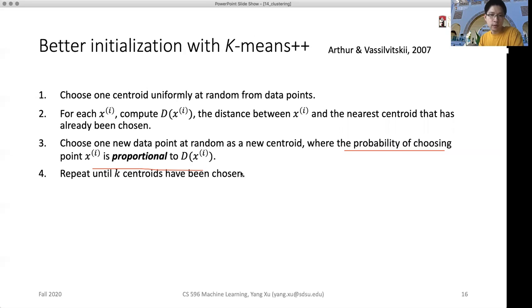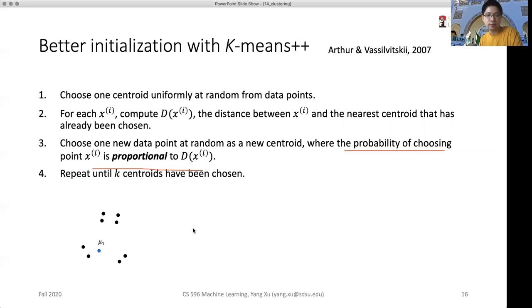So we will use these steps to find the k initial centroids, and the probability of being chosen is proportional to the distance from the existing centroids. We'll make sure that the initial centroids will scatter across all the data points as far away as possible.